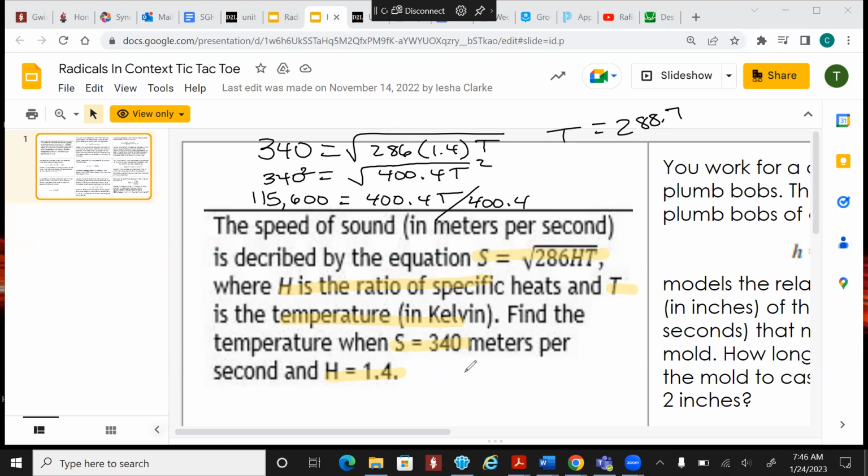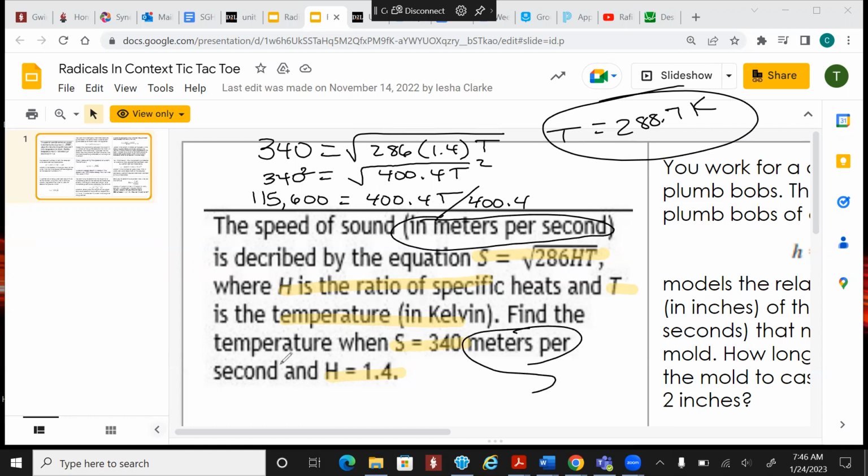That's real high. One thing to always pay attention to is making sure that your units are measured in the same thing.